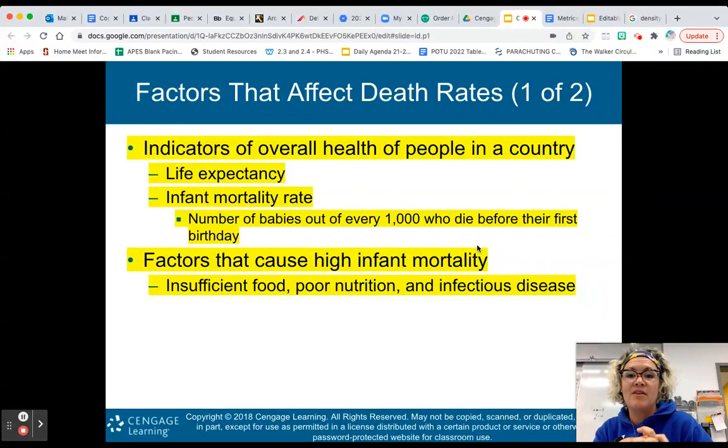How long you're going to live, and infant mortality rate. These are the two big measures. Obviously, this has to do with death rates. The number of babies out of every 1,000 who die before their first birthday is infant mortality. Factors that cause a high infant mortality rate are usually connected to food or medical care during the, what's it called? Not postpartum.